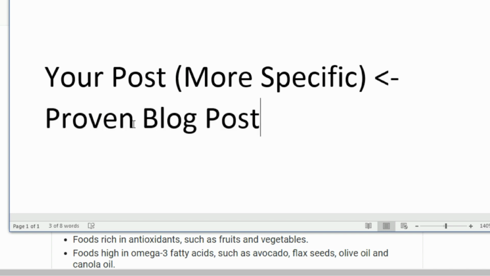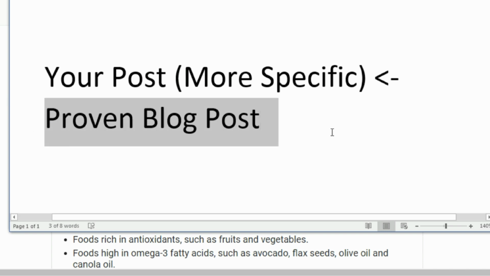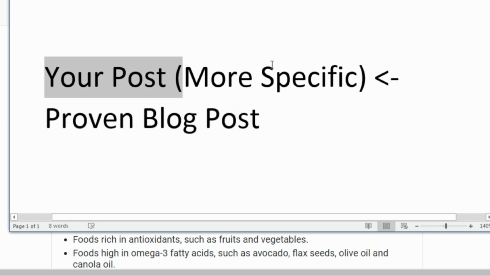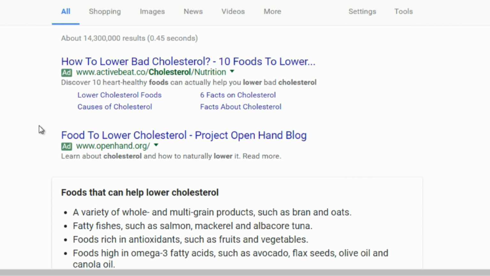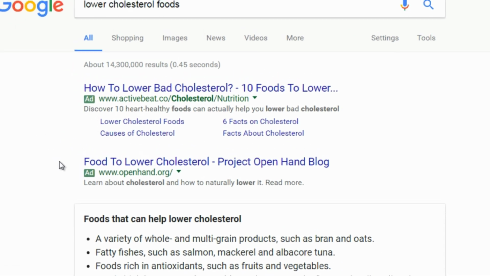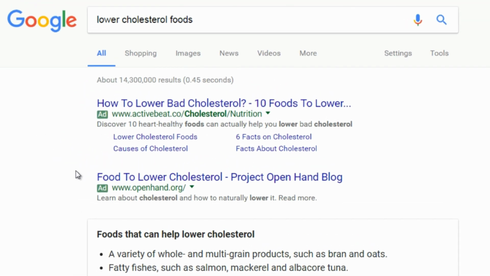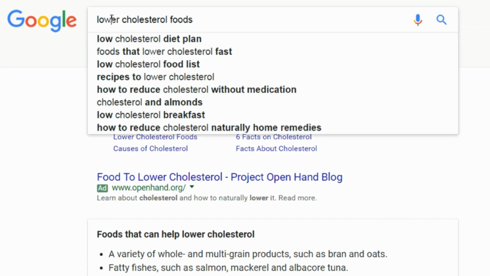So we find that proven blog post, and then we can break it up. This one proven blog post could essentially become 10 or 15 or even 20 smaller blog posts that are actually more specific. Let me show you this in action. This is super easy to do. We're not plagiarizing by any means, so I just want to make sure that is clear. So let's move on and talk about lowering cholesterol again.